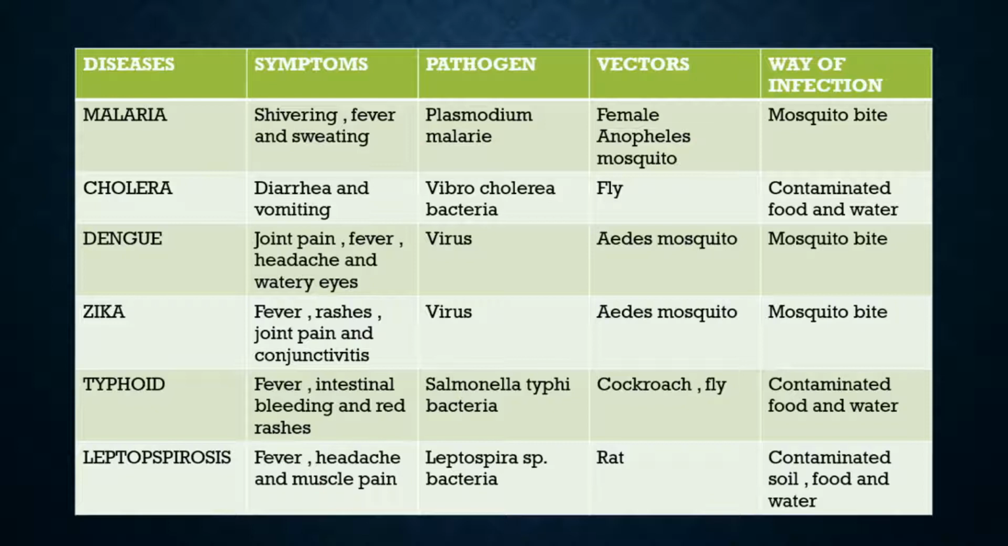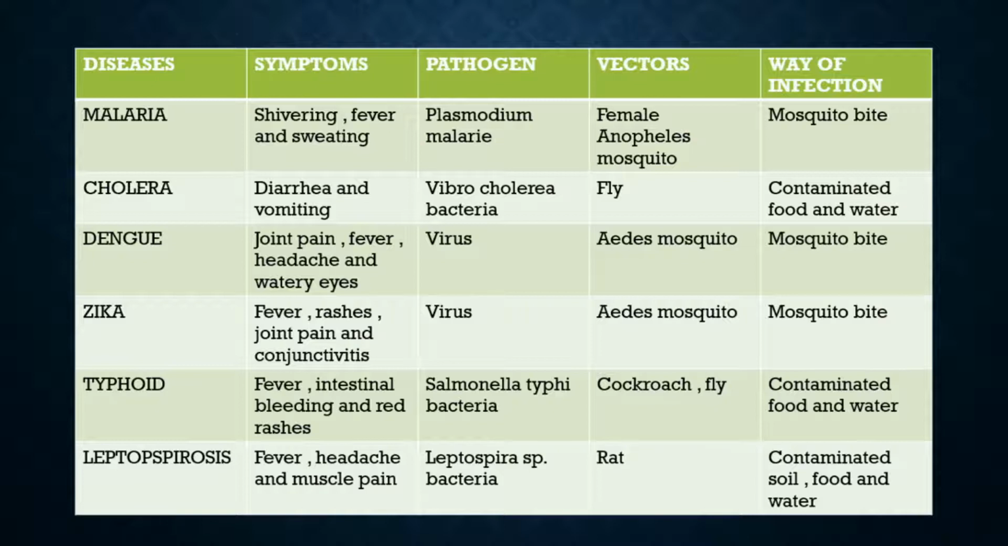Disease: malaria. The symptoms are shivering, fever, and sweating. The pathogen is Plasmodium malaria. The vector is the female Anopheles mosquito. The way of infection is mosquito bite. Disease: cholera. The symptoms are diarrhea and vomiting. The pathogen is Vibrio cholerae bacteria. The vector is the fly. The way of infection is contaminated food and water.